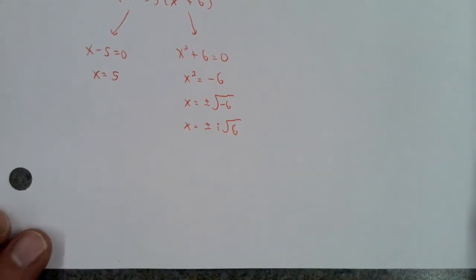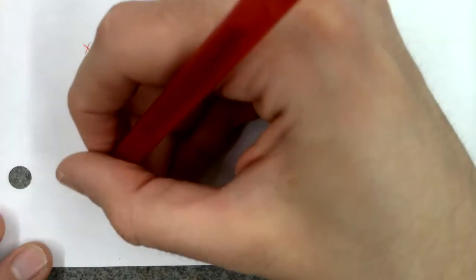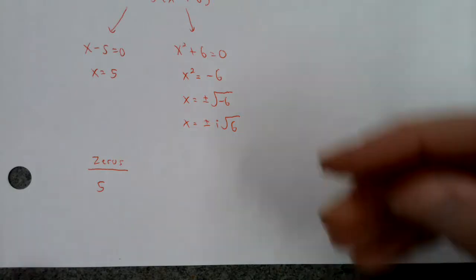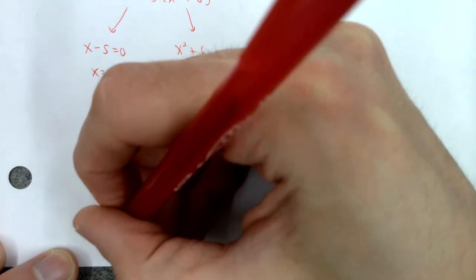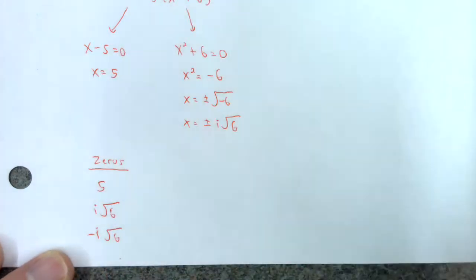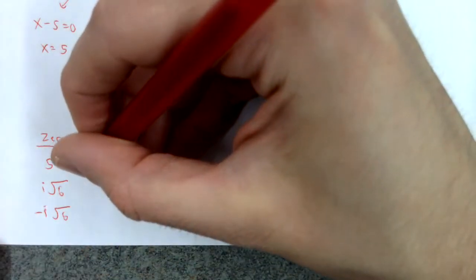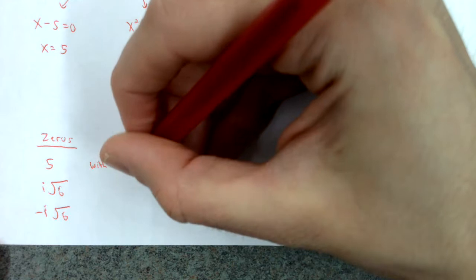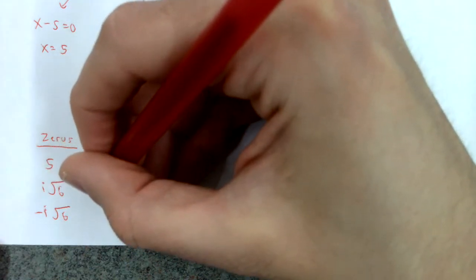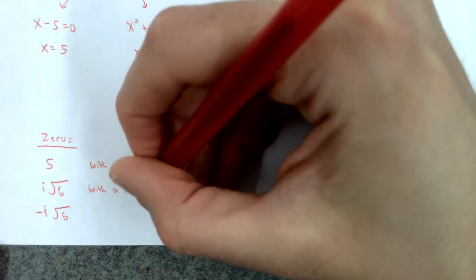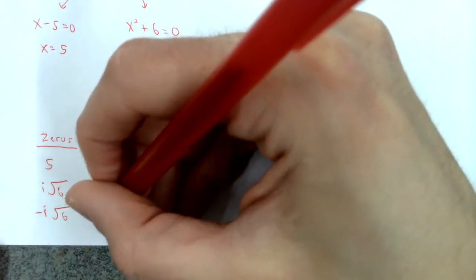So here's how I will write my answer. I'll say the zeros are 5, positive i square root of 6, and negative i square root of 6. Each one with the multiplicity of 1.